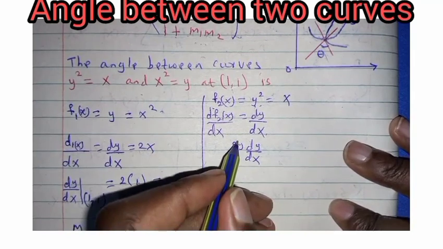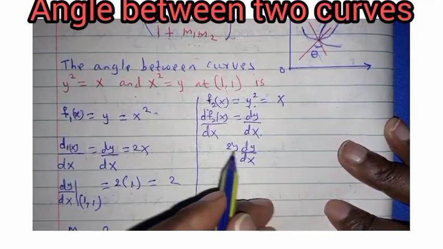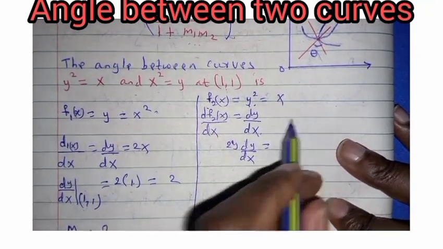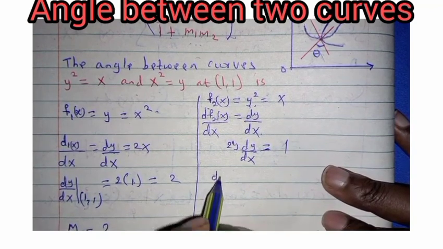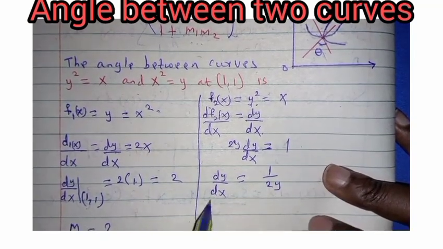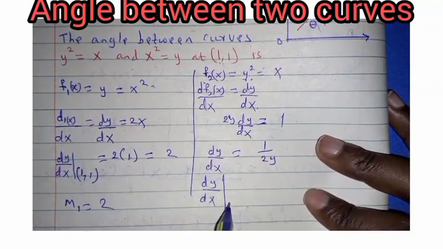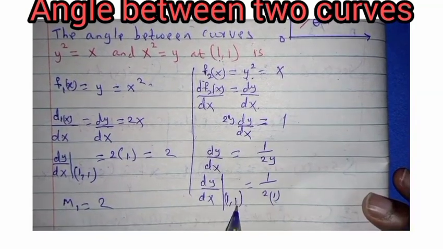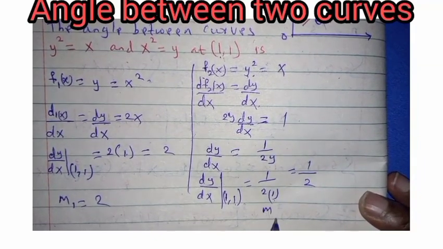On how to differentiate implicitly, you can check in the link below or in my YouTube channel, and you are going to find a number of examples on how to differentiate a function implicitly. When you differentiate x with respect to x, you are going to get 1. So you can divide both sides by 2y to be left with dy/dx equal to 1 over 2y. So our gradient dy/dx at the point 1, 1 will be given by 1 over 2, you multiply by 1, the value of y is 1, which is equal to 1 over 2. So our m2 is equal to half.